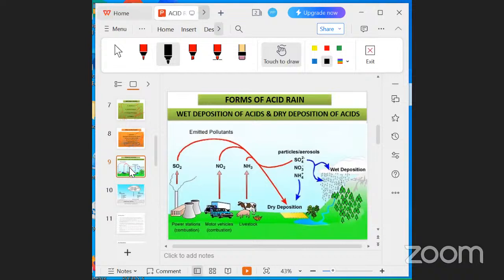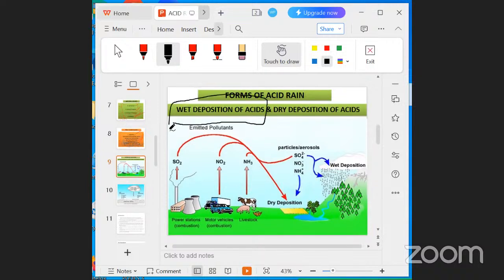So now we're going to see the forms of acid rain. There are two forms in which acid deposition occurs. The first one is wet deposition of acid rain and the second one is dry deposition of acid rain. Okay. So now we're going one by one. What is wet deposition of acid rain? First you see this picture. Okay. So you see here this wet deposition.